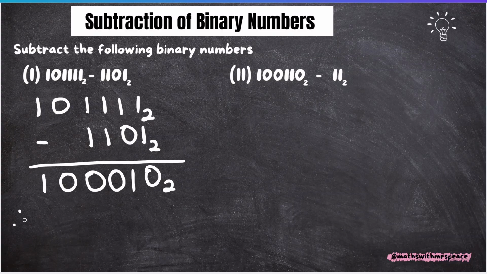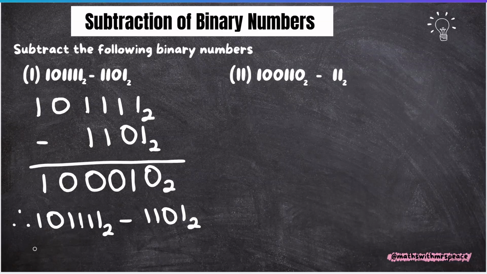So this means that 1, 0, 1, 1, 1, 1 in base 2 minus 1, 1, 0, 1 in base 2 is equal to 1, 0, 0, 0, 1, 0 in base 2. So this subtraction is easy and straightforward, and that's particularly because we didn't have to do any borrows. Let's look at the second example that we have here.